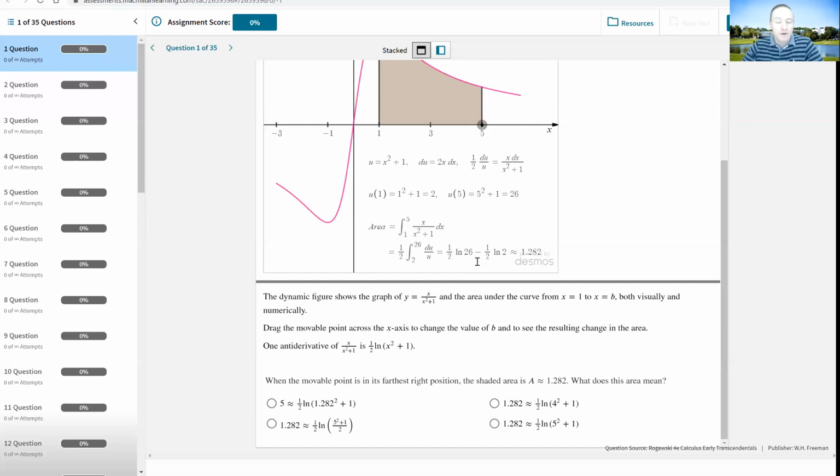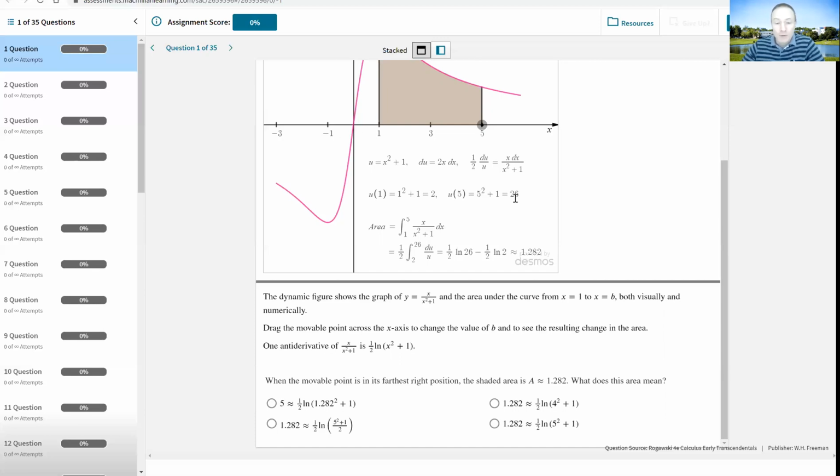They had to use substitution and say, let's let u equal x squared plus 1. So du is 2x dx. And so the integral became 1/2 the integral of 1 over u du. We had to also change the limits of integration. You can see where they did that here. U evaluated at 1 is 1 squared plus 1, which is 2. And u evaluated at 5 gives me 26. So it's 1/2 the integral from 2 to 26 of 1 over u du.